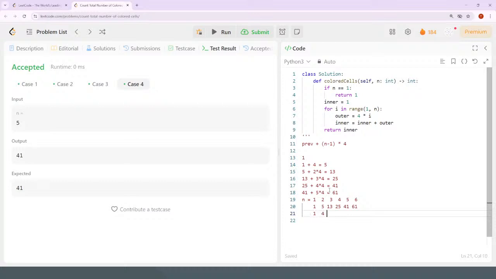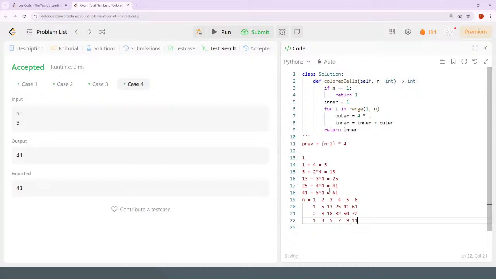So if I have 1, 4, 9, 16, 25, 36. Let's say I double that. So I have 2, 8, 18, 32, 50, 72. So I have 2n squared. The difference between those, subtracting those, would be 1, 3, 5, 7, 9, 11.